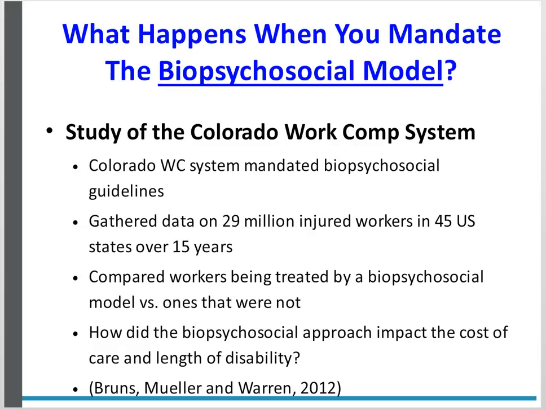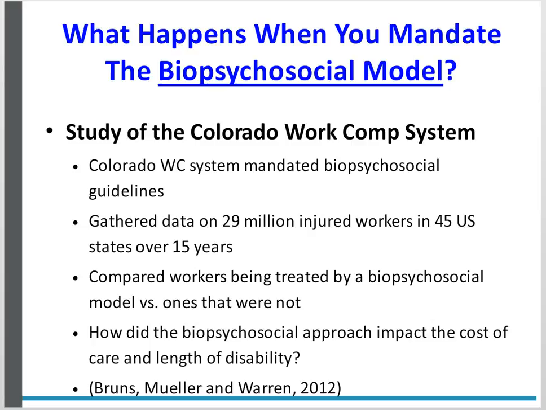But can this really work on a large scale? Well, we tested that. Over 20 years ago, the Colorado Workers' Compensation System legally mandated the biopsychosocial model with a number of biopsychosocial treatment guidelines. Following that, we gathered data on 29 million injured workers in 45 U.S. states over 15 years, and we compared workers being treated by a biopsychosocial model versus ones that were treated in the biomedical model. So, how did it work?